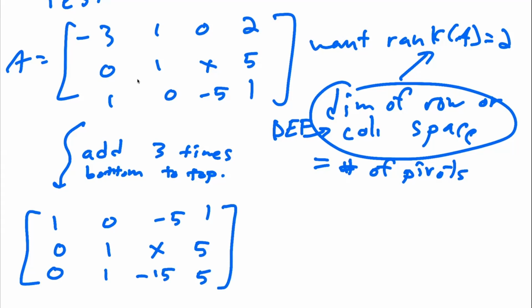Okay, so check me to be sure I did that right. When I do 3 times 1, I get 3. And when I add it to 2, I get 5. So I think that I got the right thing, hopefully. Does that look right?